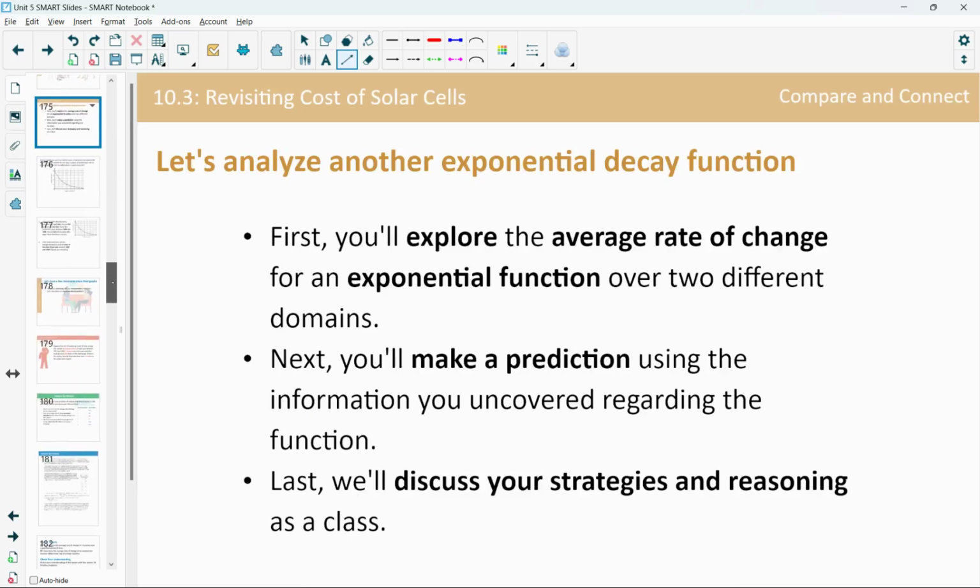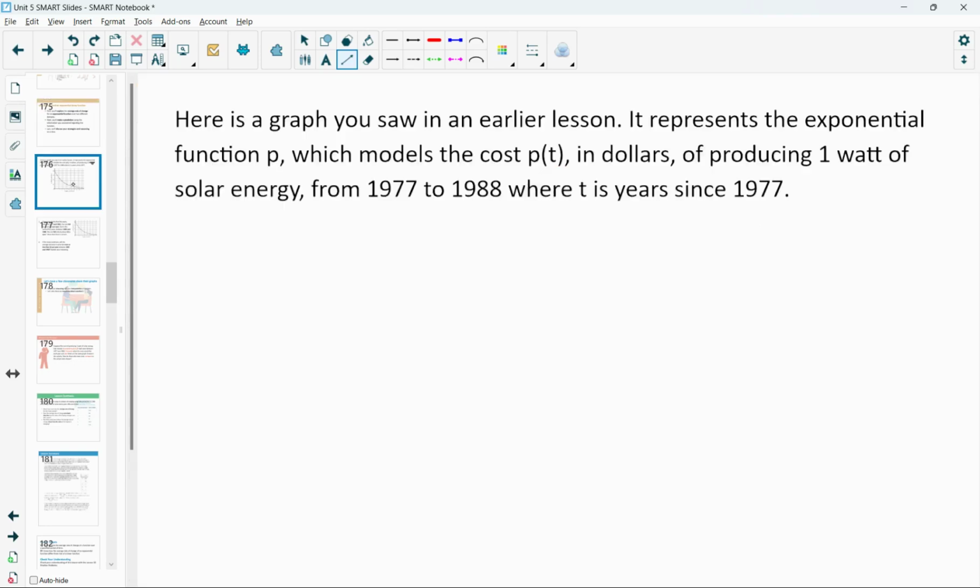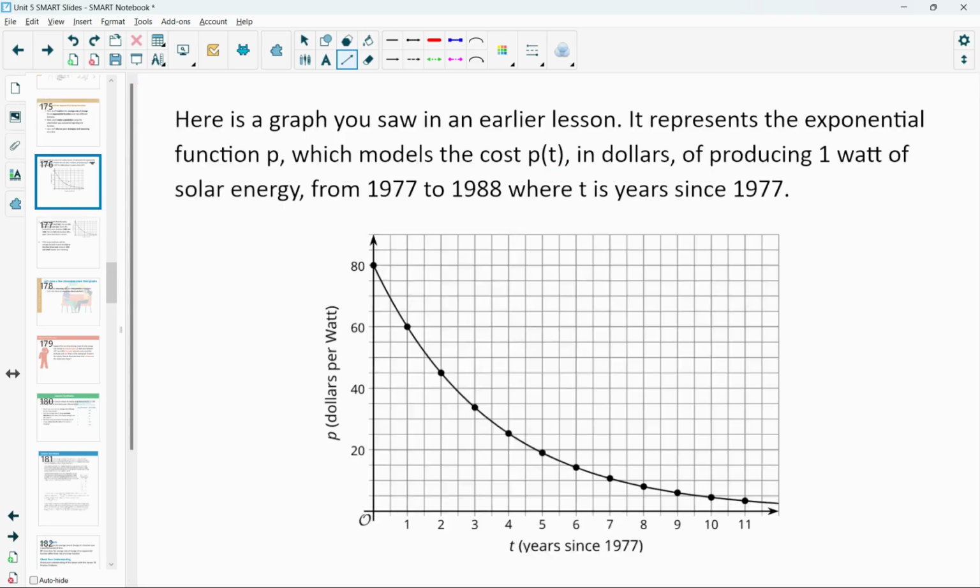All right, in activity 10.3, we're going to analyze another exponential function. You're going to explore the average rate of change for a function. You're going to make a prediction, and then you're going to discuss strategies and reasonings. So you can pause the video and get started on this activity, and then come back when you are finished.